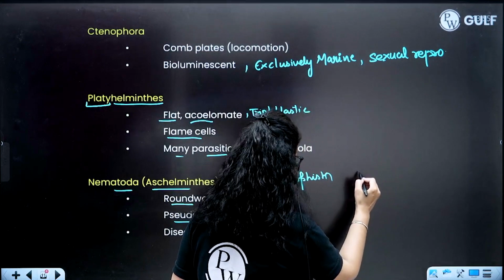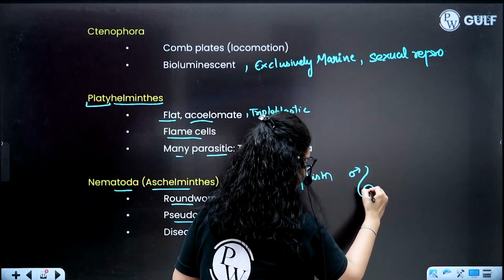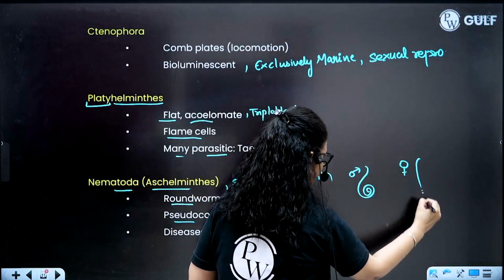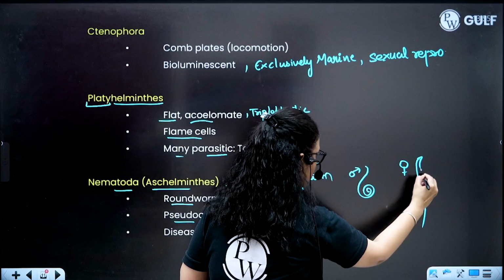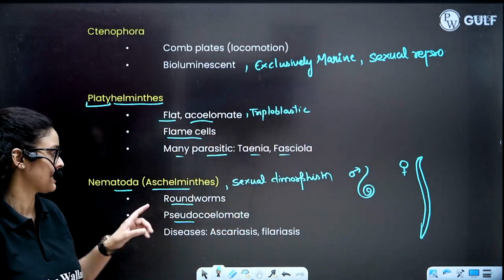So when we draw the male roundworm, they have this curved posterior end. They are shorter. If we see the female, they have a straight posterior end, unlike the male. That's how we identify them.